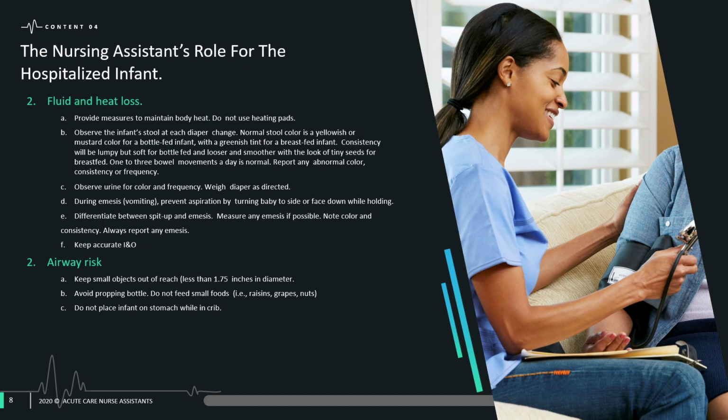Airway risk. Keep small objects out of reach, anything less than 1 3/4 inch in diameter. Avoid propping bottles. Do not feed small foods such as raisins, grapes, or nuts. Do not place the infant on their stomach while in a crib.